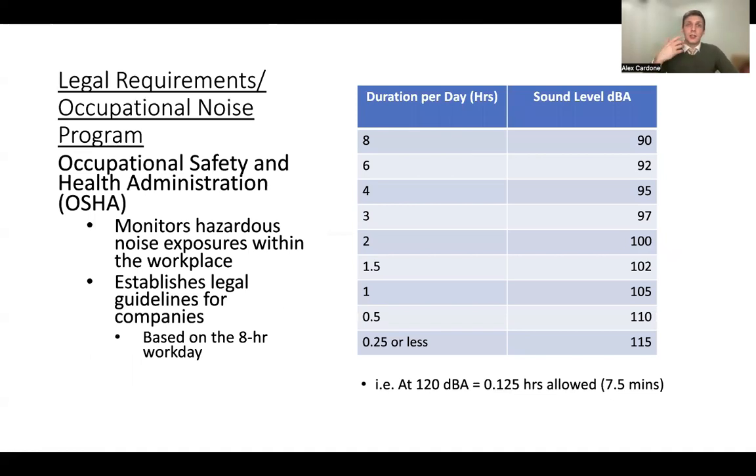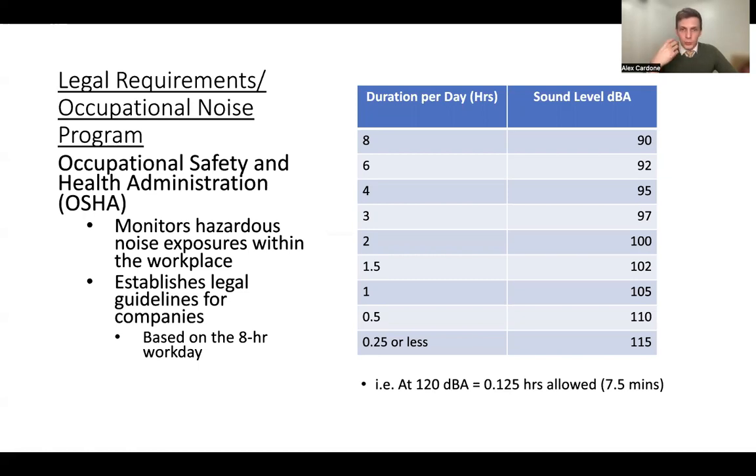So now we're going to talk a little bit more about legal requirements in the occupational noise program. The biggest organization to understand is the Occupational Safety and Health Administration, otherwise known as OSHA. OSHA is a United States affiliated program. So those of you who are outside of the United States, I apologize, but this is something that's important for the class to understand.